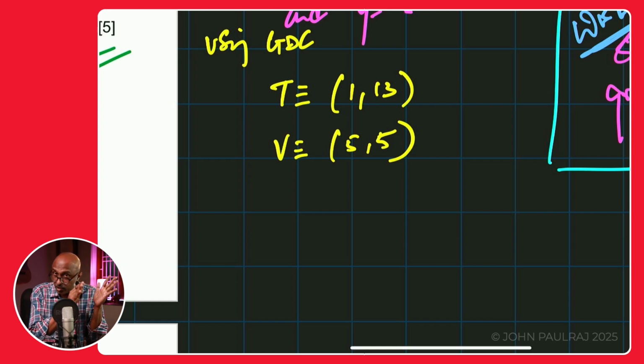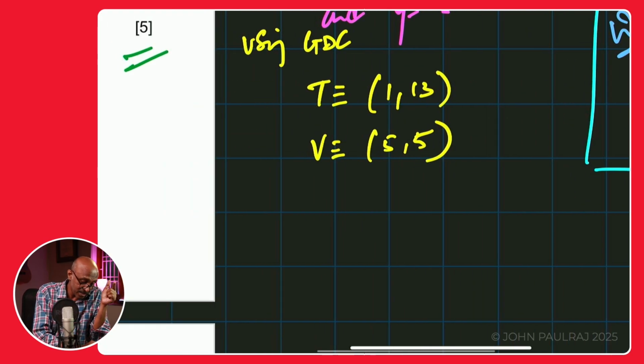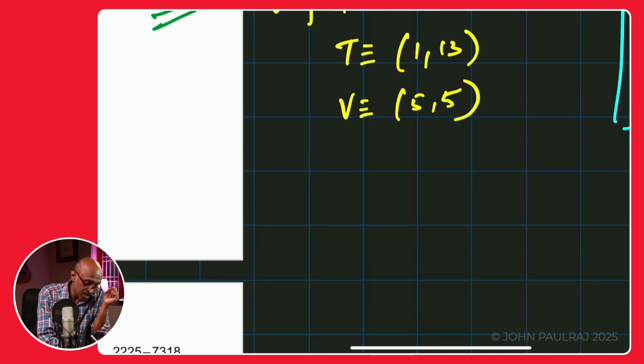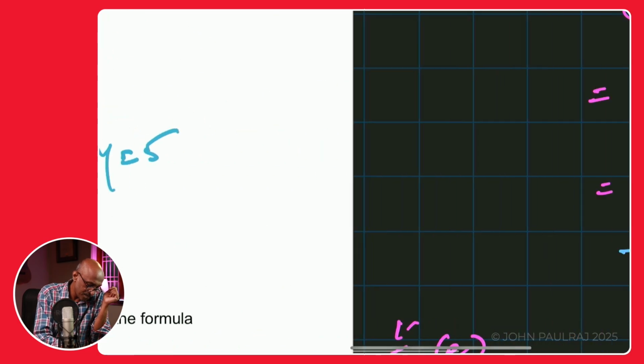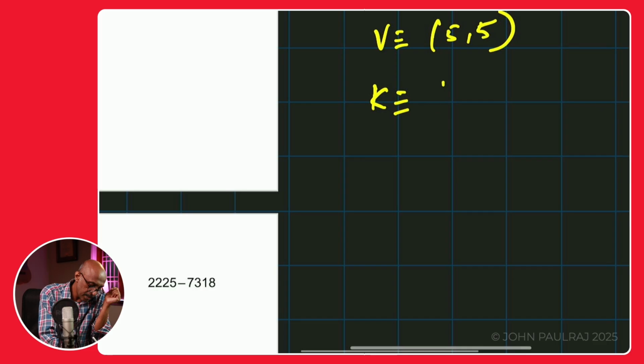These are the tips I wanted to say, rather than just copying down. If you're introducing a new letter, make sure that you've mentioned that on the graph. And then say, okay, that's the point T with coordinates 1,13. T, V and K, we have called the point K 9,5, all right? 9,5. Now we want the distance.